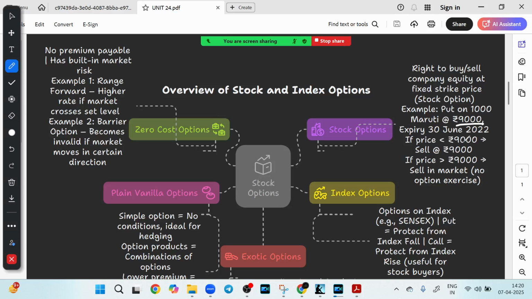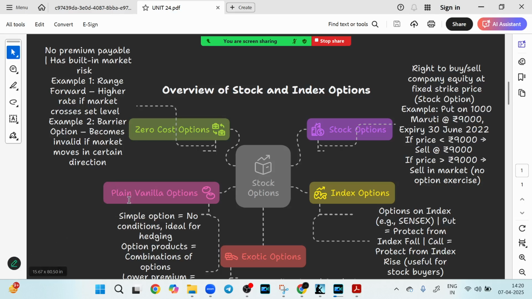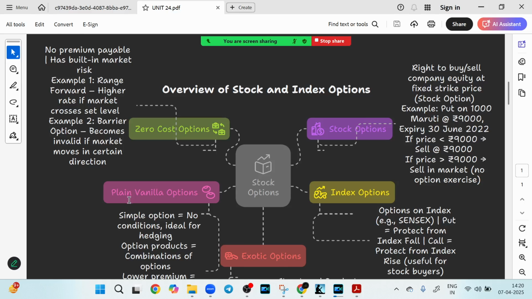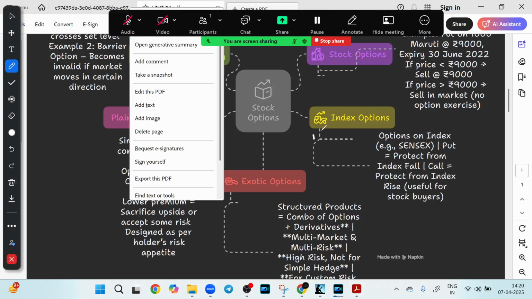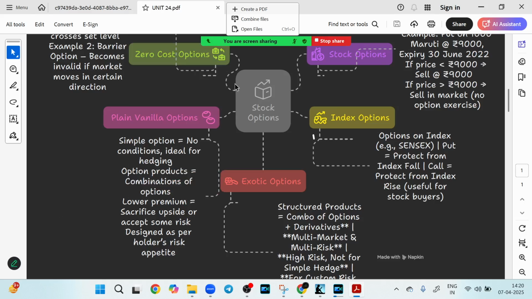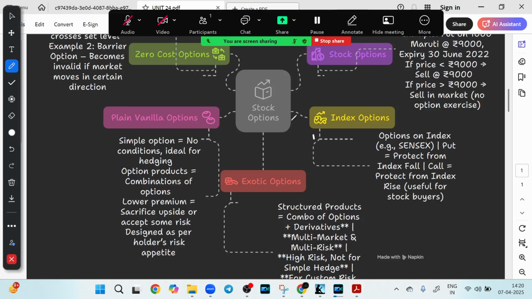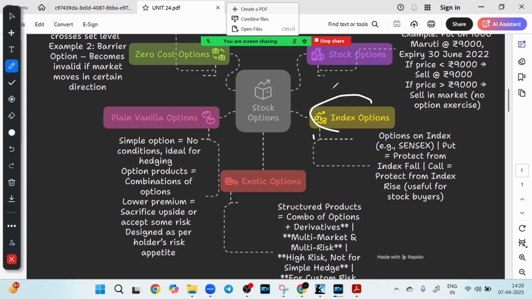Then the second part is called index option. What is the meaning of this index option? Let's see in this particular slide. I told you, every aspect will be made clear, and all of this has been taken from your Macmillan book. Index options are options based on market indices like Sensex and Nifty, not individual stocks. A put option helps you protect against a market fall, and a call option protects against an index rise. It is useful for a stockbroker or a stock buyer, those who need downside protection.